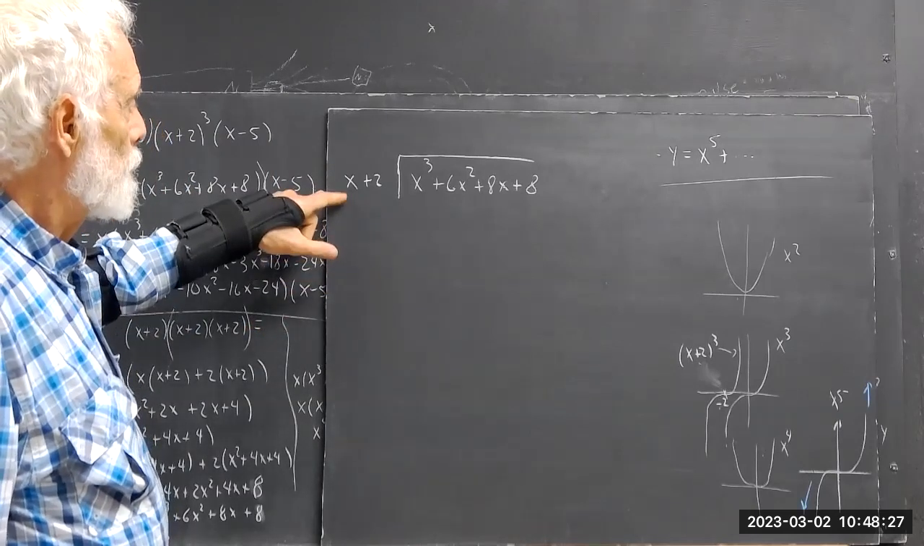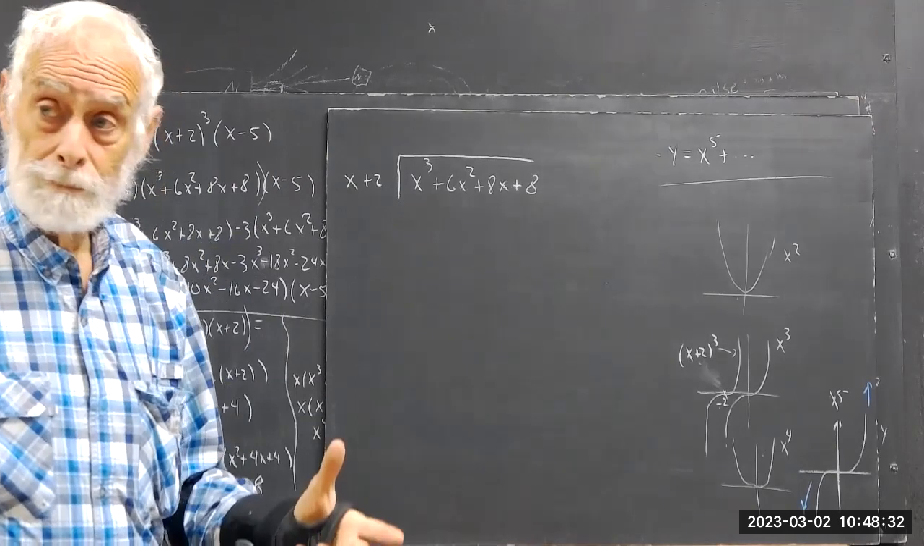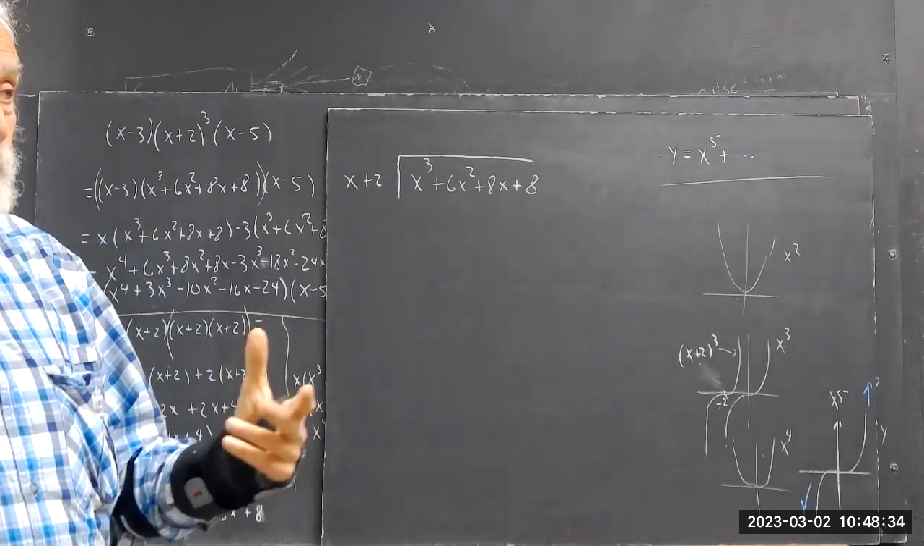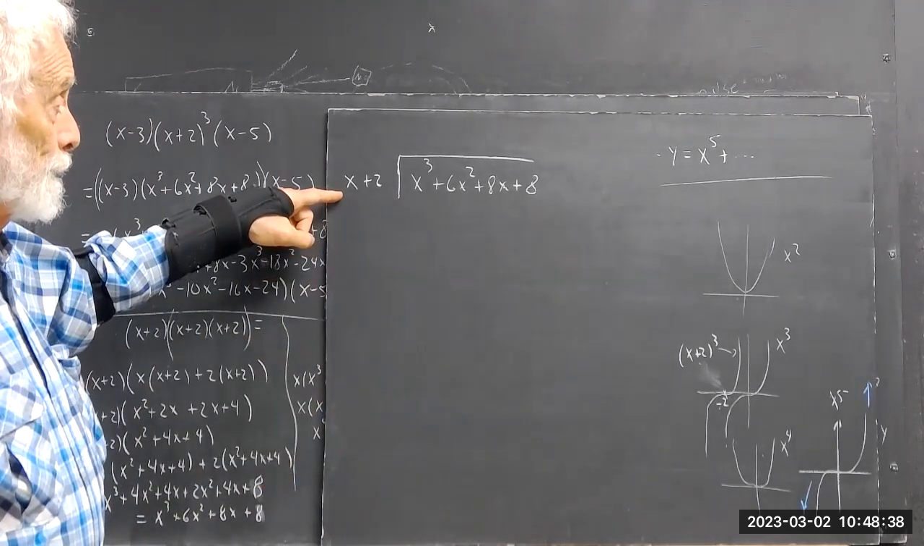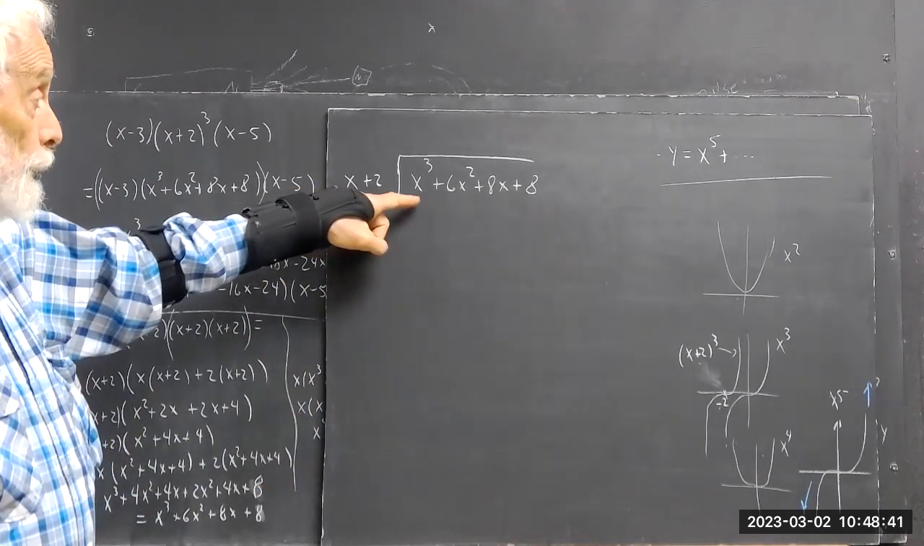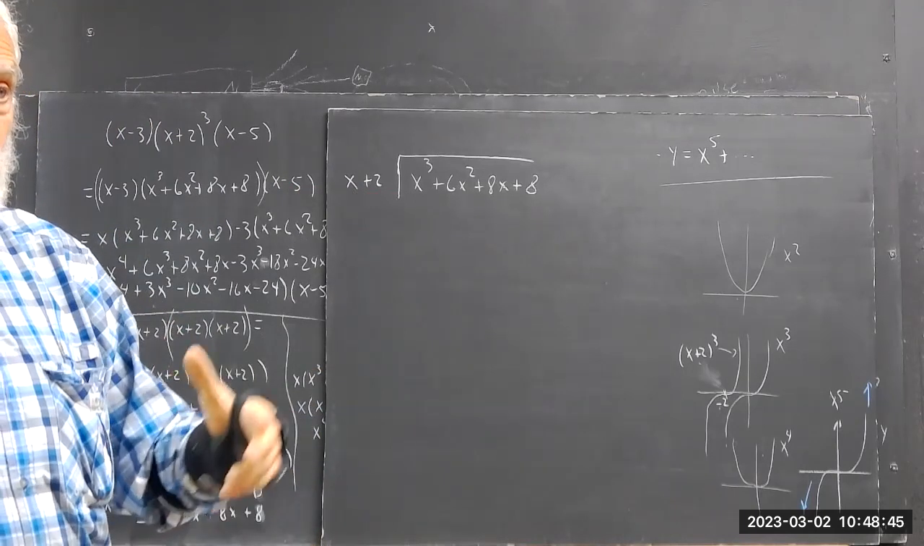What do we need to multiply x by to get x cubed? We're going to multiply by x to some power. What power of x do we multiply by x itself in order to get x cubed? x times what equals x cubed?